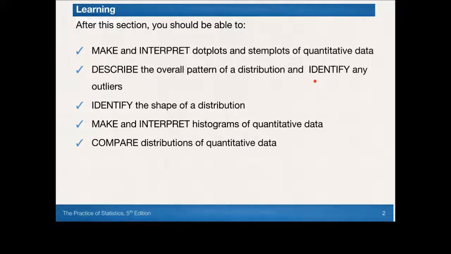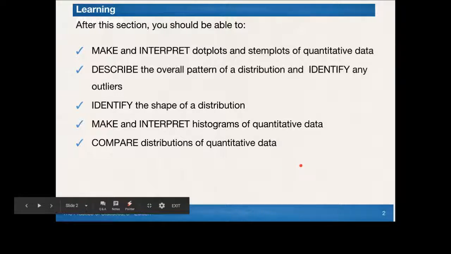In this section, we're going to make and interpret dot plots and stem plots of quantitative data. We're going to describe the overall pattern of a distribution and identify any outliers. Identify the shape of the distribution. I'm going to make and interpret histograms of quantitative data. I'm going to compare distributions of quantitative data.